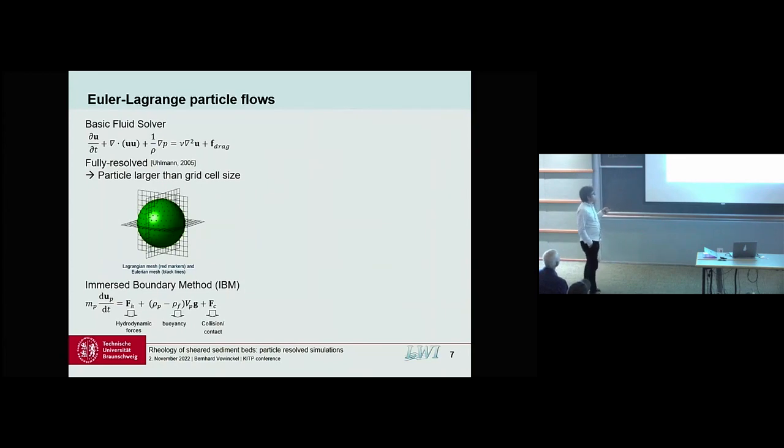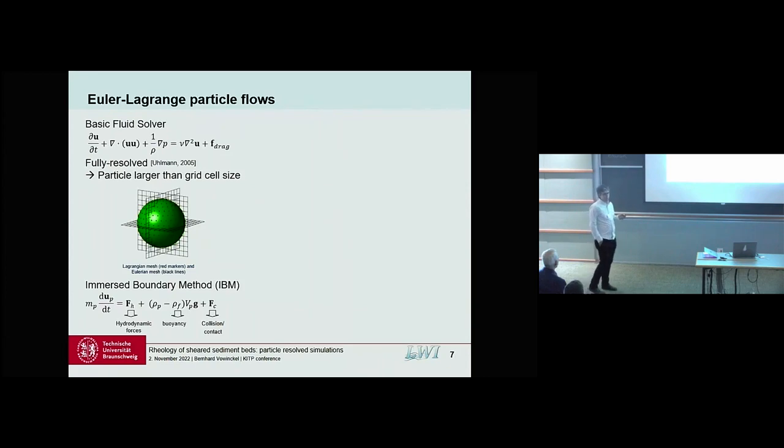And so maybe to distinguish myself a bit from Jeff from the talk this morning, what we do is we have particles that are larger than the grid cell size of our fluid solver. And so we are actually resolving the fluid around the particles, and we get the hydrodynamic forces as a direct result. And that incorporates everything that has been shown to be modeled on Monday's talks in terms of the Maxey-Riley equations. We don't need to do any of that because everything is directly computed by geometrically resolving the particles. And then, of course, we have buoyancy and we have collision and contact.